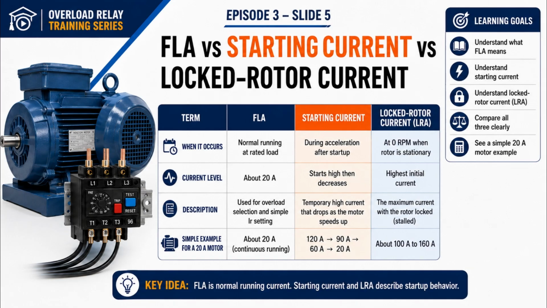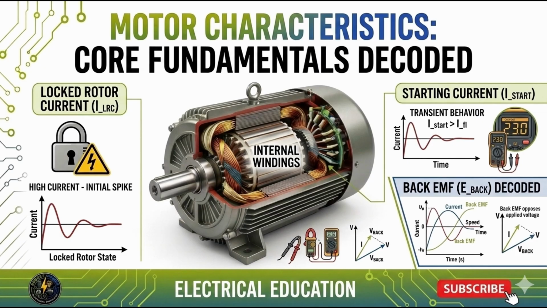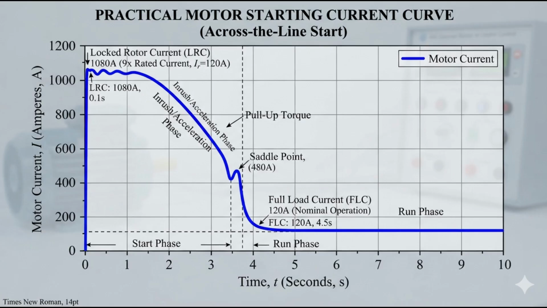Now let's compare these 3 current values together. FLA, or full load amps, is the current the motor is expected to draw when it is operating under its rated conditions and carrying its normal full load. Starting current is the higher current the motor draws while it is accelerating from 0 speed toward normal running speed. And LRA, or locked rotor amps, is associated with the condition where the rotor is still stationary. The important point is that these are not 3 completely separate ideas. They are all connected to the same motor starting process. At the beginning, current is very high. Then, as the rotor starts turning and speed increases, the current gradually begins to fall toward the normal running value.